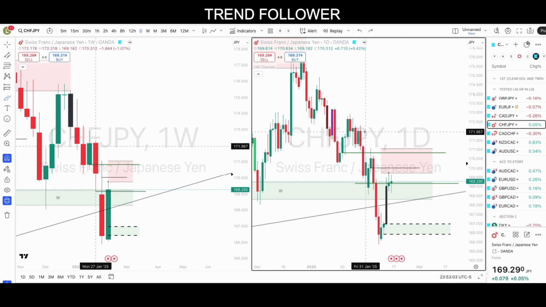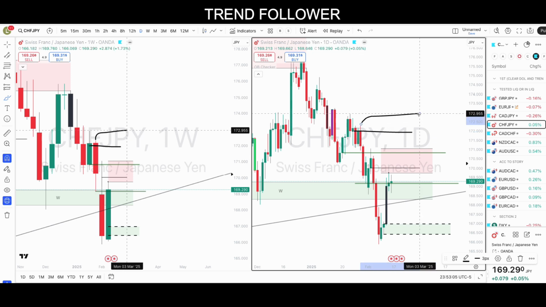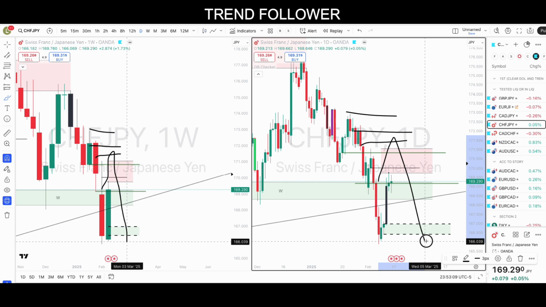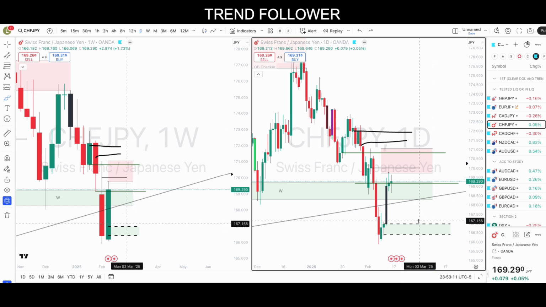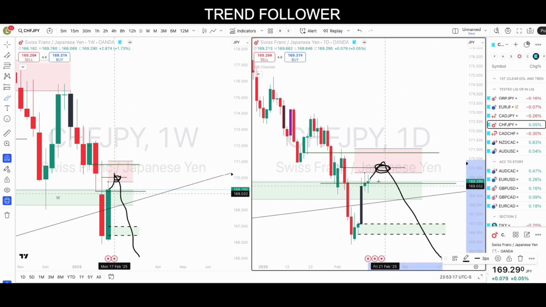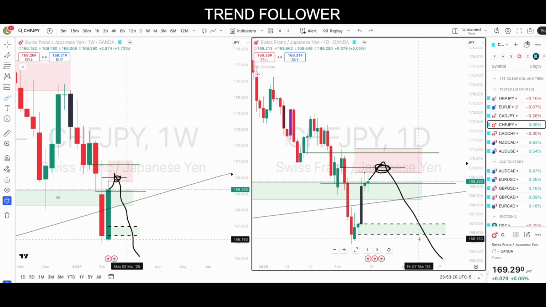If you don't get this, then if it goes further up, then I like this zone here, but target still would be somewhere here, right? I don't think that should happen. For me, this week, I'm ready to see what happens here, and I think it should go down here or here, right? So that is CHFJPY.